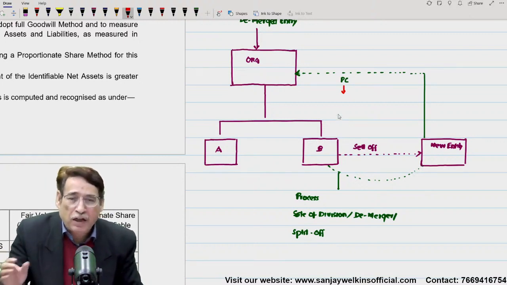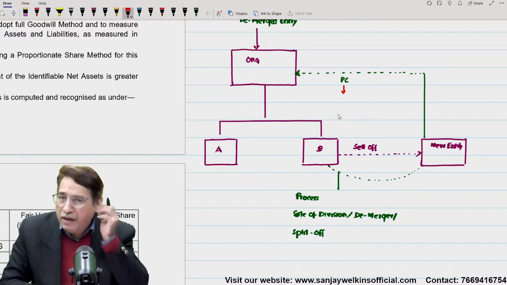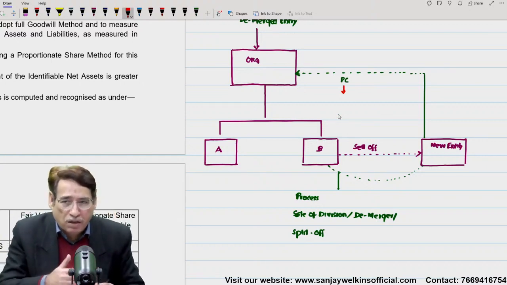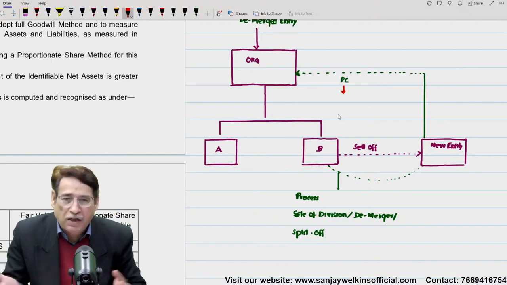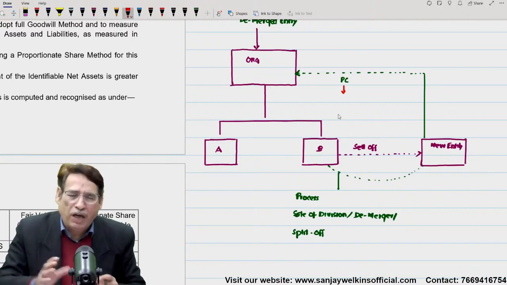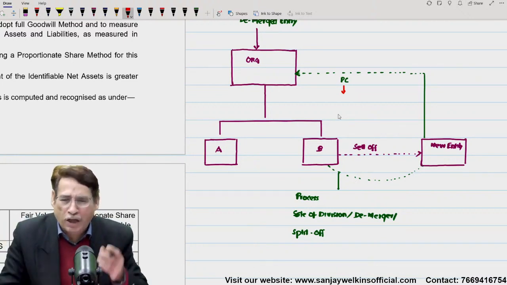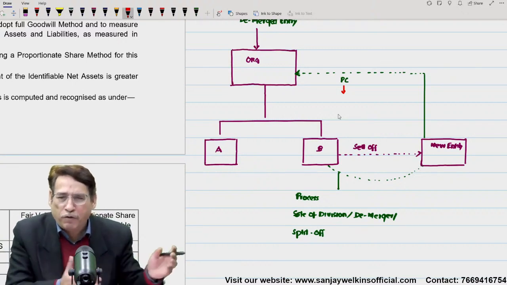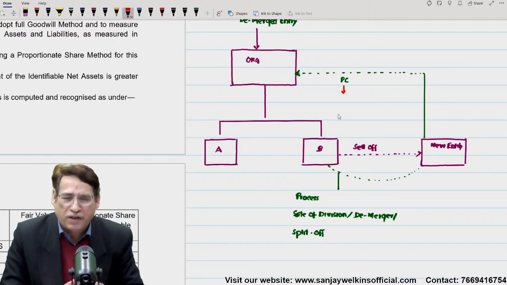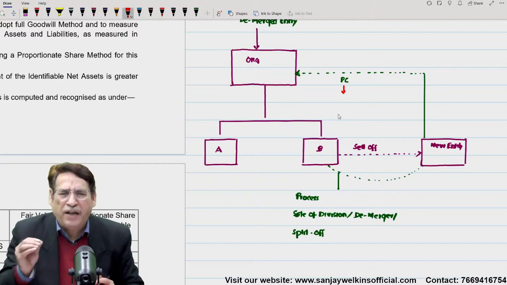Correct? There are two methods prescribed under IND AS-103 to do the accounting in the books of basically the acquired company. One is, as we have already seen earlier, known as acquisition method. Whatever we have done so far in this particular chapter is related to acquisition method, where we saw that on the date of acquisition, we have to record the assets and liabilities at fair value, with some exceptions also. We have to compute NCI, goodwill, etc. So this is nothing but acquisition method.